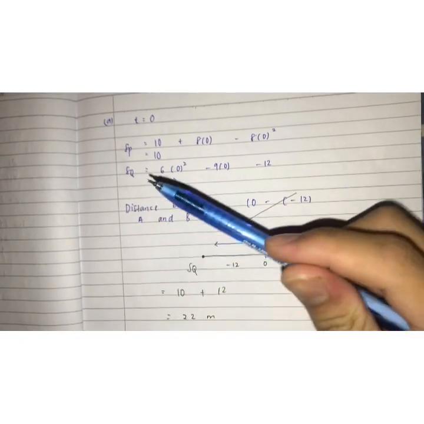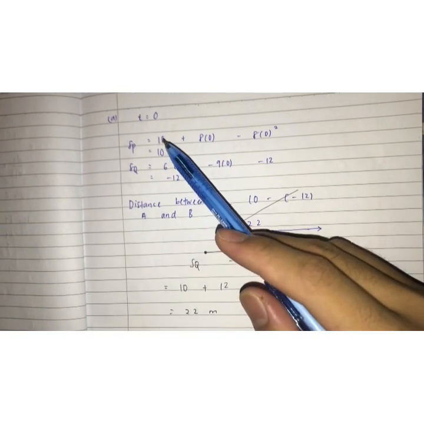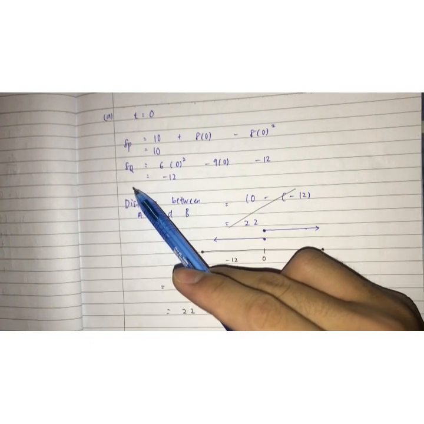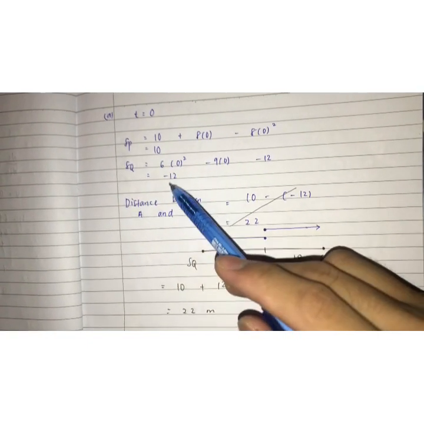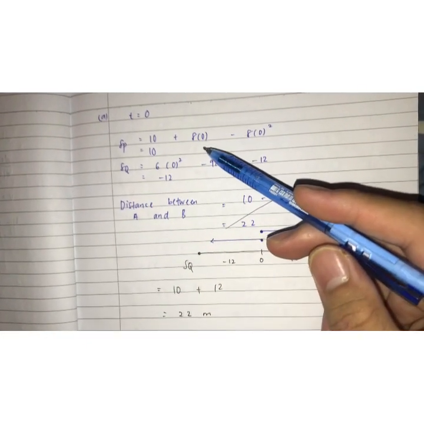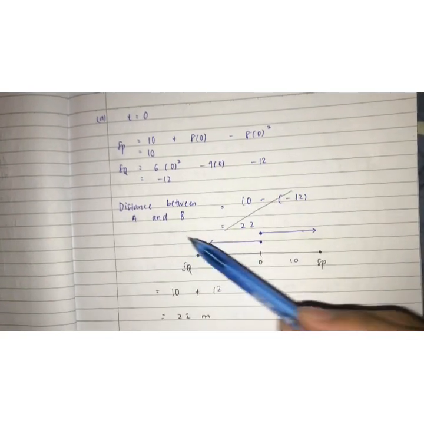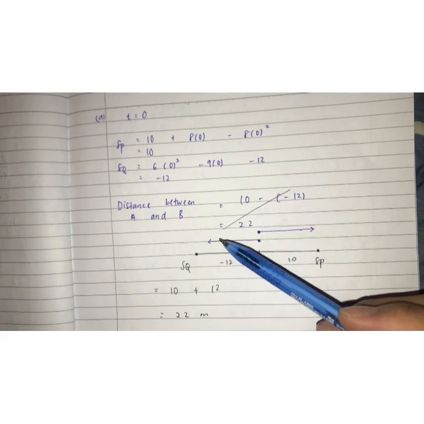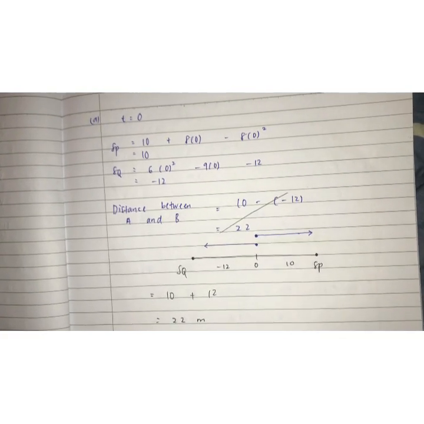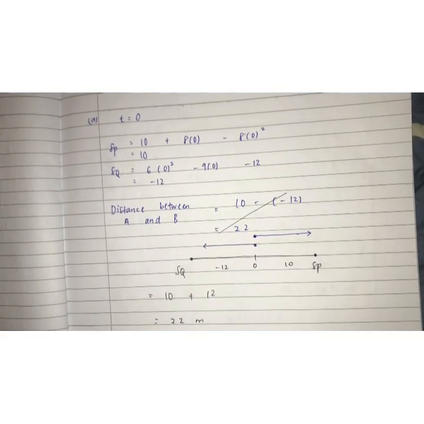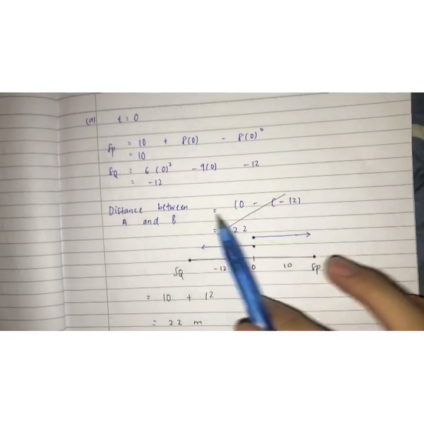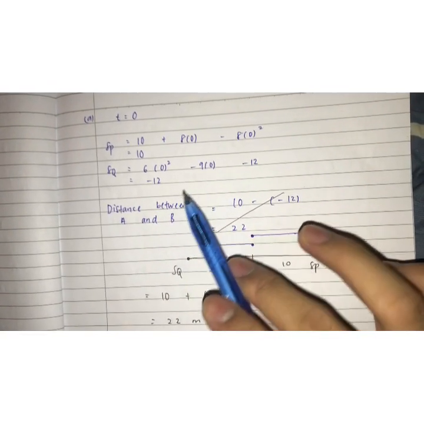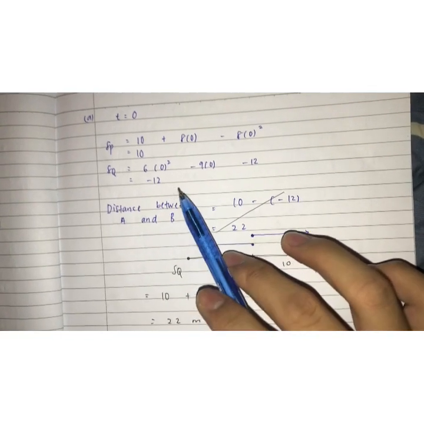For function P, if we substitute, we will get P equals 10, while for function Q, if we substitute 0, we will get negative 12. In order to find the distance between A and B, we need to use the number line method. We need to add both numbers. For negative 12, we need to assume it's positive because we need to find distance.